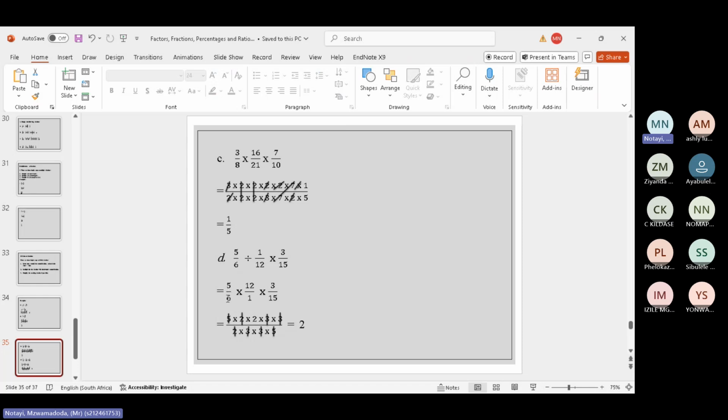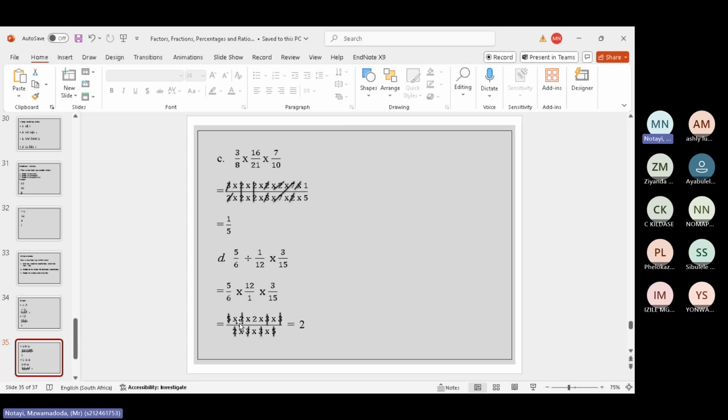We have 5 divided by 6, and because the rule says the second fraction that is dividing has to be inverted, that is turned around, we turn it to 12 divided by 1, and then we change the division sign to multiplication. That is, we get 5 divided by 6 multiplied by 12 divided by 1 multiplied by 3 divided by 15. Now we see that there's multiplication and multiplication.